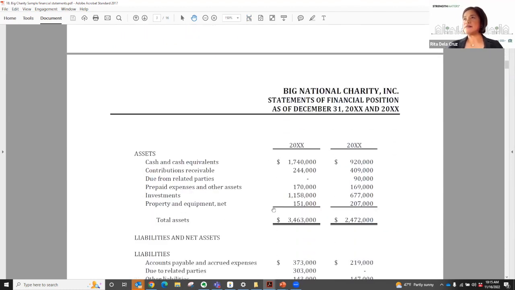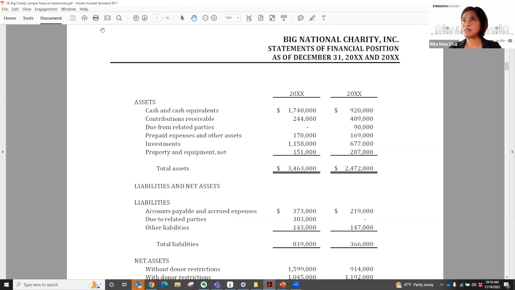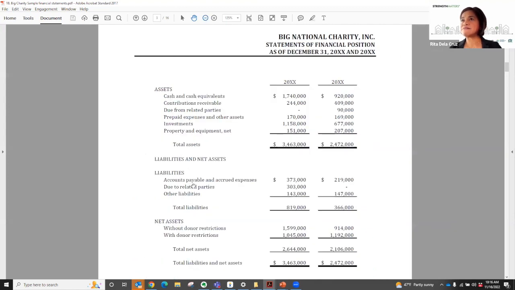All right. So let's start with the statements of financial position. Sometimes it can get confusing because it's called differently. This is actually the balance sheet, but if it's a not-for-profit, you call it statement of financial position. One thing that you would notice in this financial statement is it's unclassified. So you don't see current assets and non-current assets. It's just going through from cash to property and equipment.